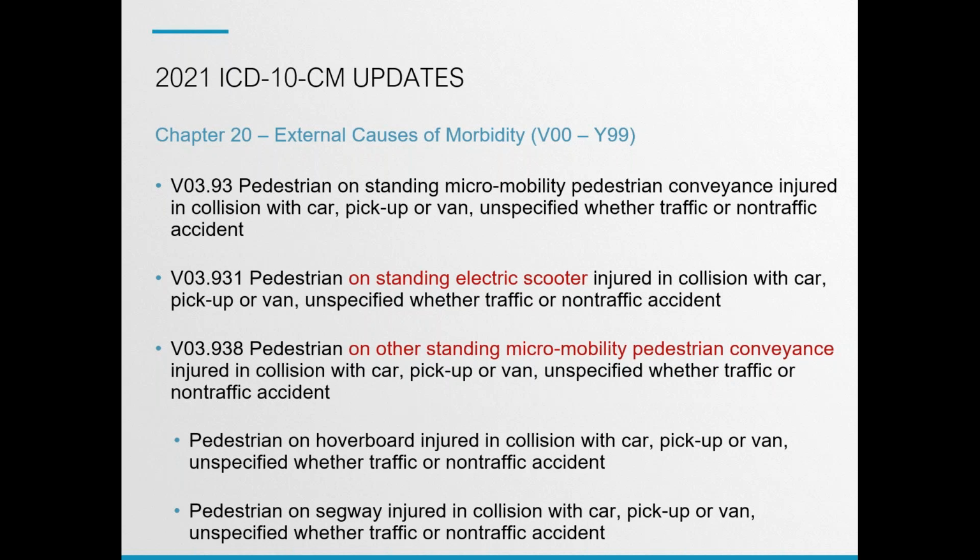So you can see that although there's 125 new codes, most of these refer to the various circumstances and type of micromobility devices in relation to the type of accidents. So here you have a pedestrian that's standing on an electric scooter that was injured in collision with a car, a pickup or van, and it's unspecified whether this happened during a traffic or a non-traffic accident. Here we can see that we have a pedestrian on other standing micromobility pedestrian conveyance. So this might be one of those other types of devices we were talking about.